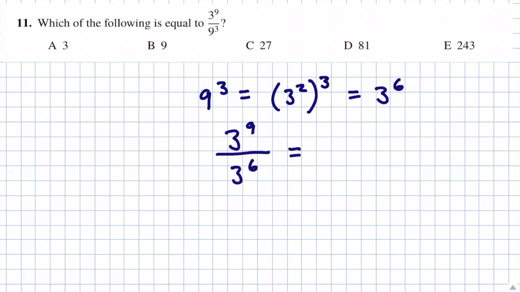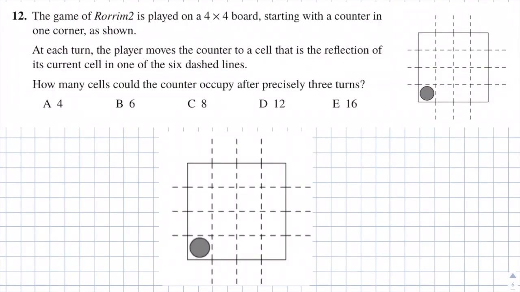And now I'm using my law of indices. If I'm dividing two numbers which have the same base but different powers, I subtract the powers. So I'm going to have 9 minus 6, which is 3. So that's 3 to the power of 3, and I know that's 27. I've got an answer for 27, which is answer C. So therefore, my final answer equals C.